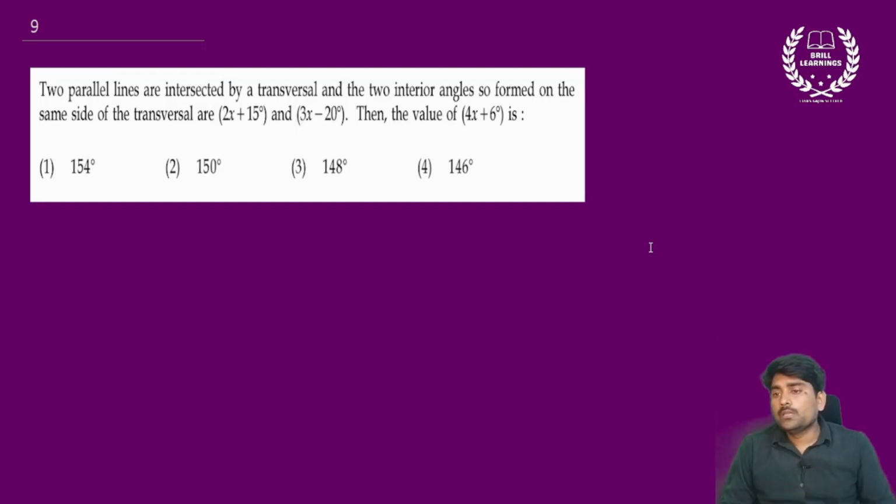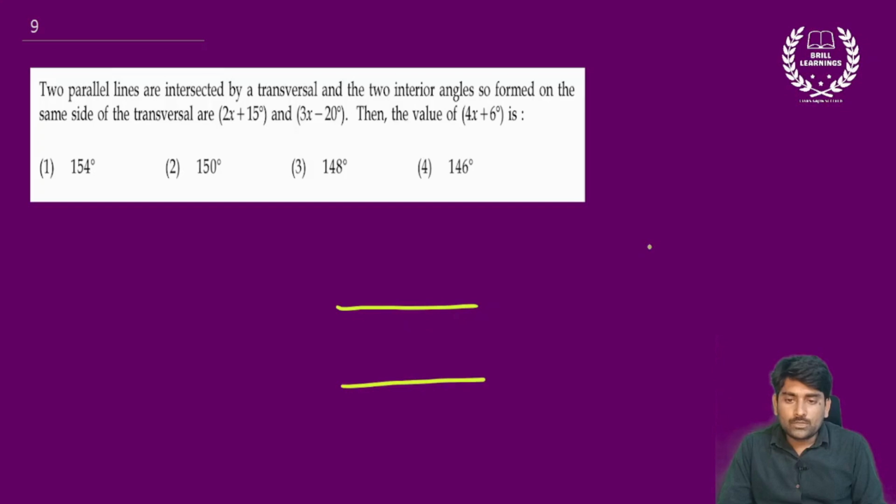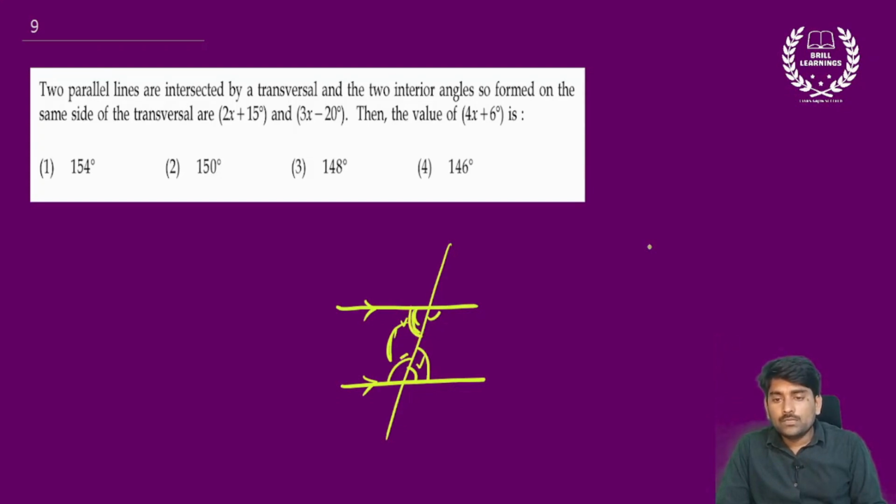Here they have given two parallel lines intersected by a transversal. Two interior angles so formed on the same side of the transversal. If they had given alternate sides, these two would be equal. But they are saying on the same side, which means the sum of these two will be equal to 180. That is the criteria. You can take these two angles or these two angles, but those angles should be on the same side.